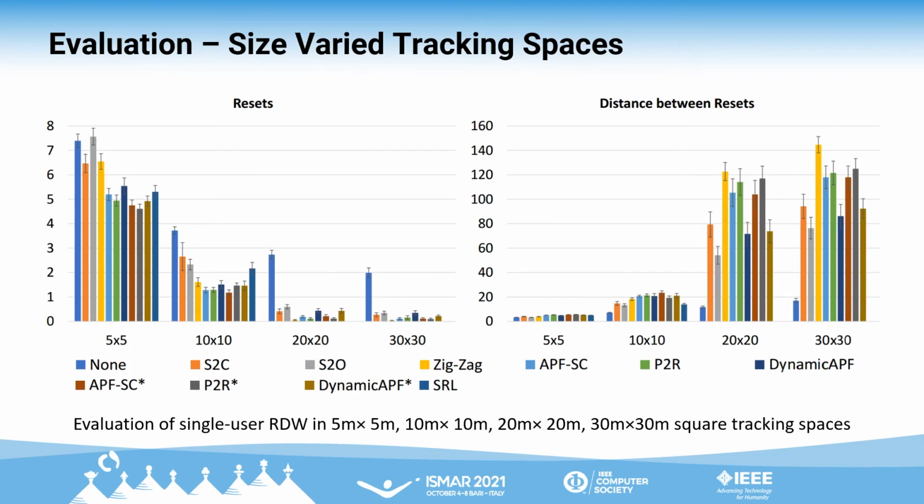OpenRDW benchmark contains a variety of combined conditions of tracking spaces, virtual paths, and the number of users for adequate evaluations. Here we show a few representative results. All baseline methods can use 2-1 turn as the default resetting controller. Additionally, APF-based controllers can combine with the APF resetting controller as alternatives, which are denoted with an asterisk. For size-varied tracking spaces, results of recess and distance between recess are shown in the figure.